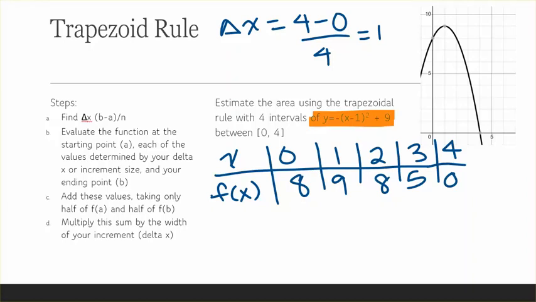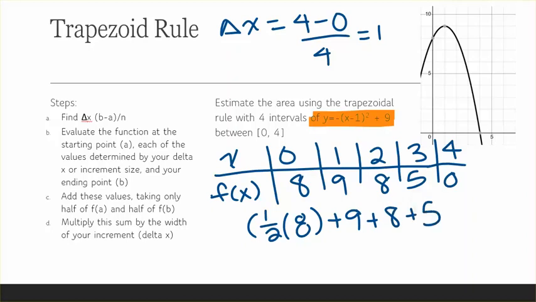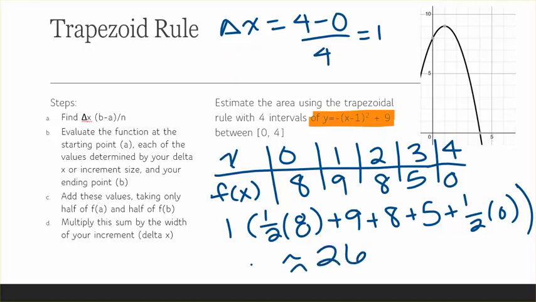Now we're ready to do our area using the trapezoidal rule. What we're going to do is add up those values. But remember, we only want half of the first and half of the last. So 1/2 times 8 plus 9 plus 8 plus 5 plus 1/2 times 0. Okay, that's the sum. We're going to multiply that by our delta x. In this case, our delta x was 1. And that gives us an approximate area of 26.